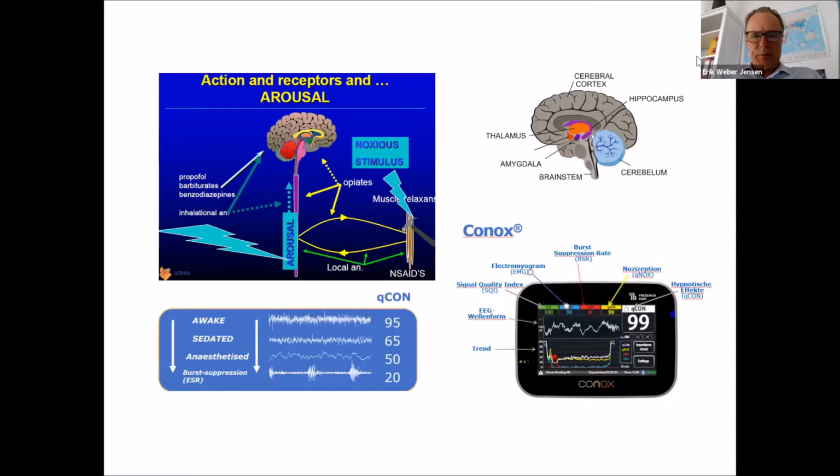And this is a bit of summary. What you see on the slide is what I will talk about today: a bit about brain anatomy, where we find the signal which is related to nociception, the changes of EEG, the signal processing, and the implementation of all the data inside the Conox monitor.